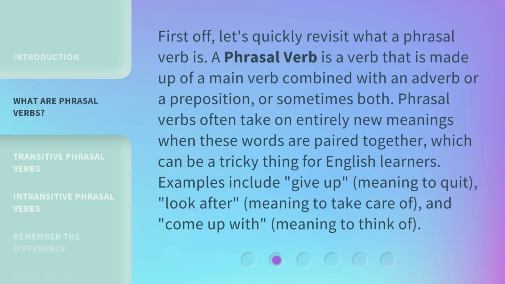First off, let's quickly revisit what a phrasal verb is. A phrasal verb is a verb that is made up of a main verb combined with an adverb or a preposition, or sometimes both. Phrasal verbs often take on entirely new meanings when these words are paired together, which can be a tricky thing for English learners. Examples include give up, meaning to quit, look after, meaning to take care of, and come up with, meaning to think of.